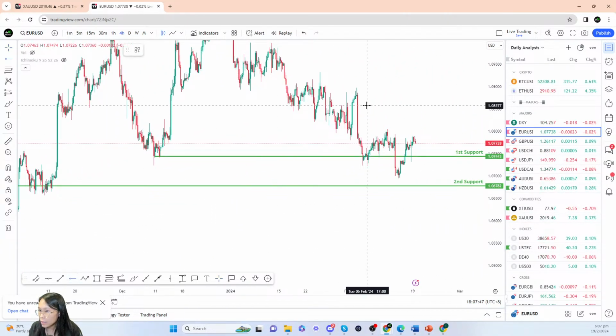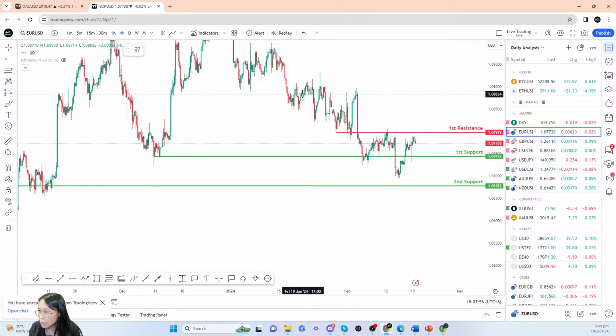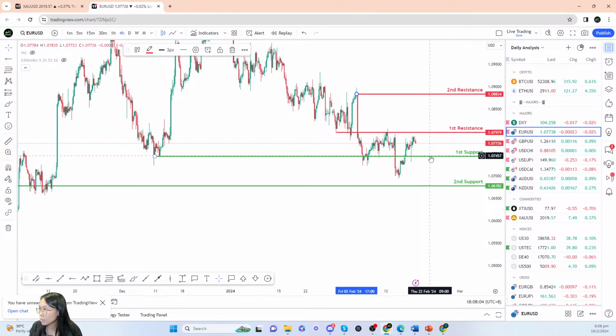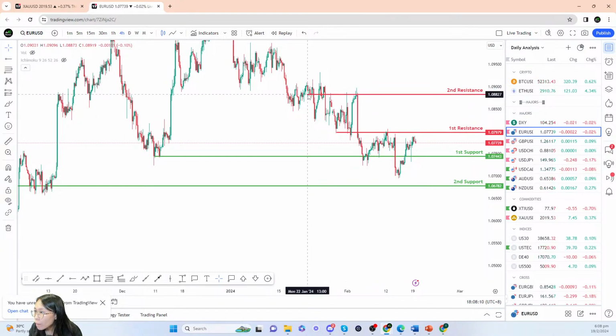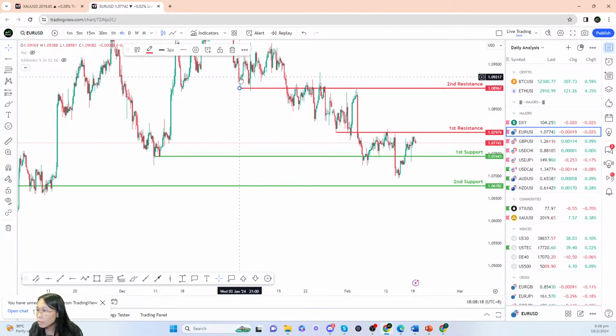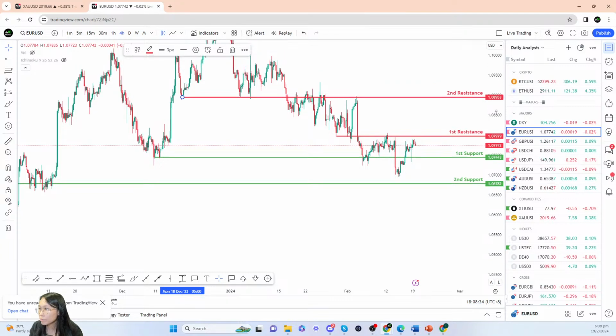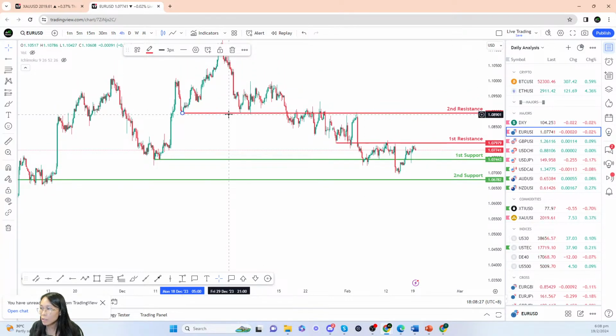And on the resistance side, we do have one here. This is an overlap. And the next one, I will pick this 1.088. If I take the wick, I can connect to these two small little wicks here and even this inverted V. This is a nice level.